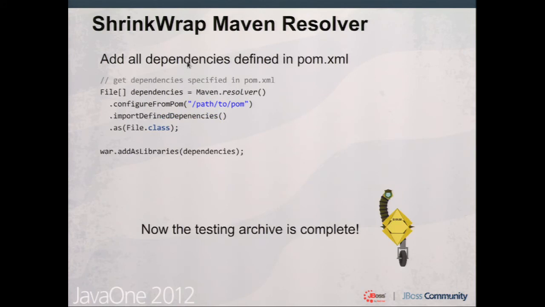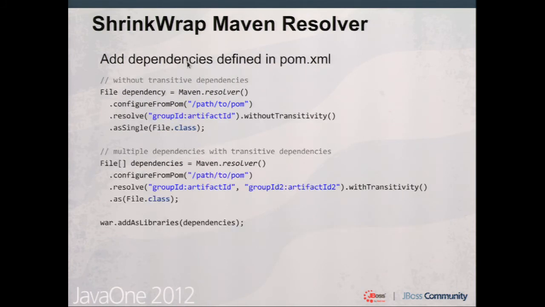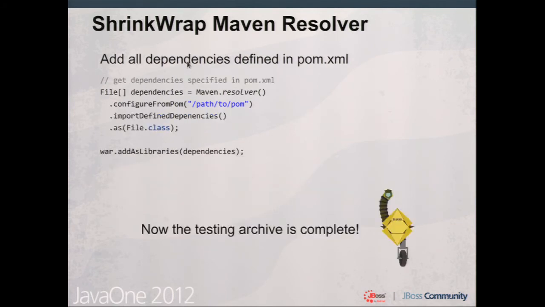That was almost that, except that here I had to include group ID and artifact ID. Here's a way how to actually include all the dependencies which should be included on the class part of the application. So you import all defined dependencies, and you don't have to care anymore about changes in your POM file.